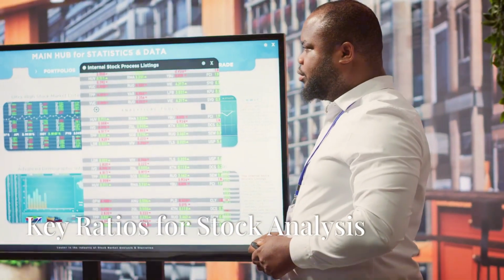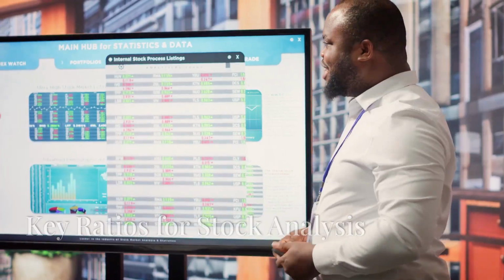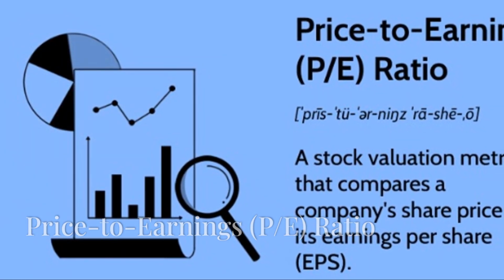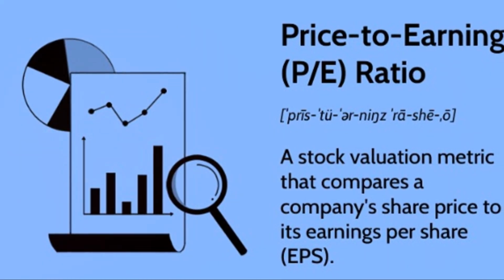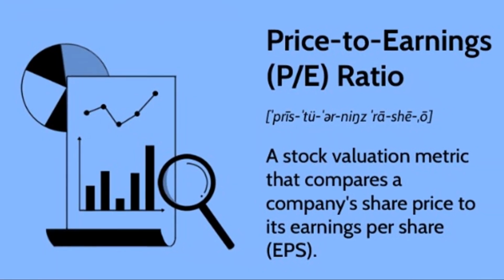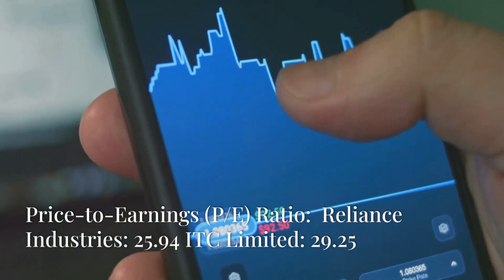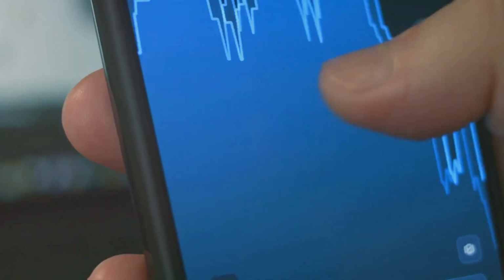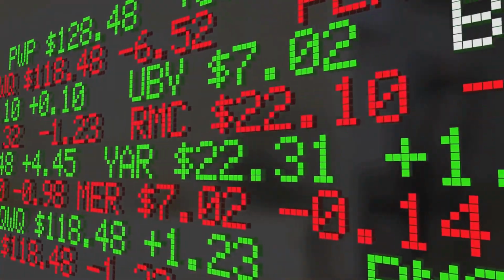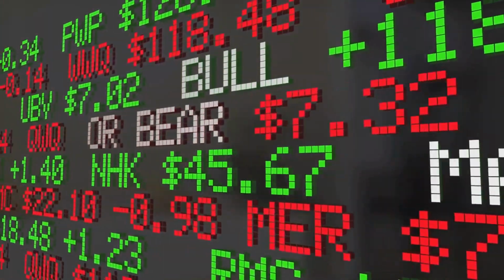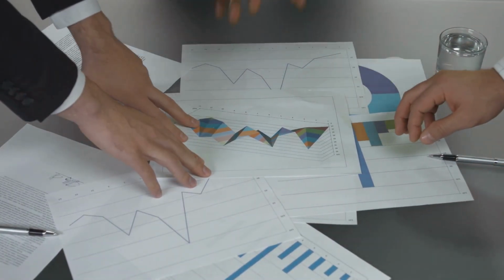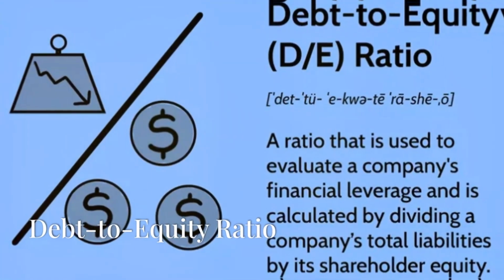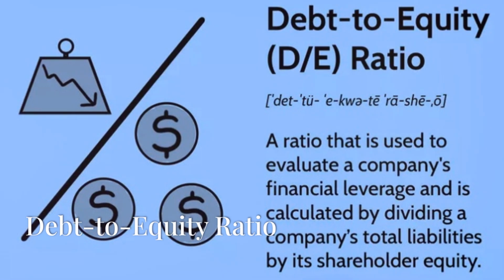Now, let's dive into some key ratios that are crucial for stock analysis. The price to earnings, or PE ratio, shows how much investors are willing to pay for each rupee of a company's earnings. For instance, if Reliance has a PE of 25.94 as on March 31st, 2024, while ITC has a PE of 29.25 on the same date, ITC is a cheaper buy in terms of earnings potential, assuming other factors are similar.